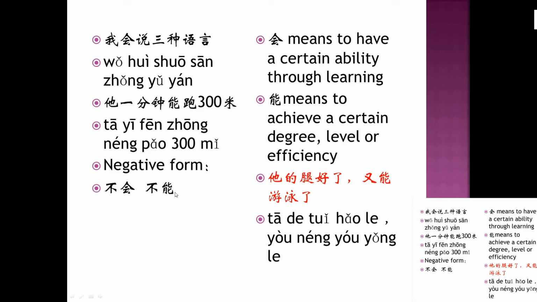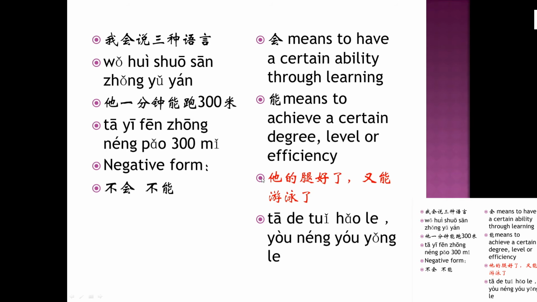And the negative form, so the first one 不会, and next 不能. And what's the differences between these two auxiliary words? The first one, 会 means to have a certain ability through learning. So that means you have learned the ability that you could say 会. And 能 means to achieve a certain degree, level, or efficiency.